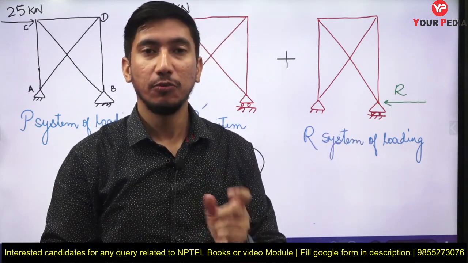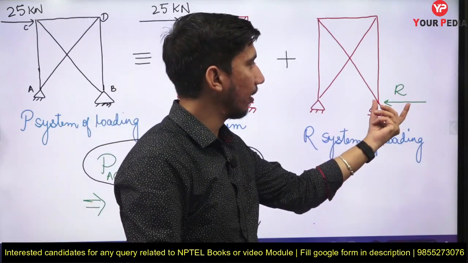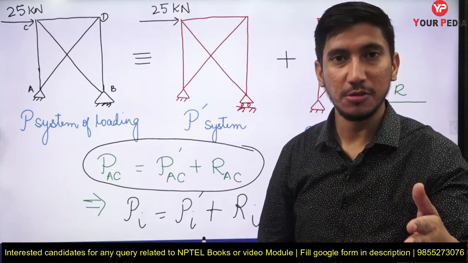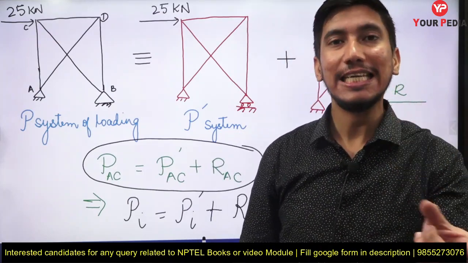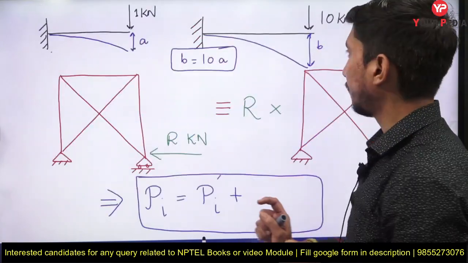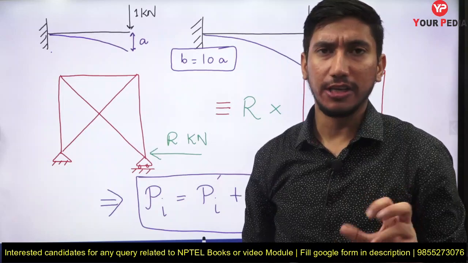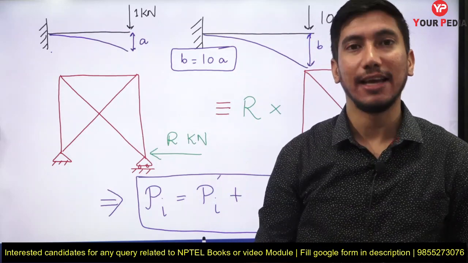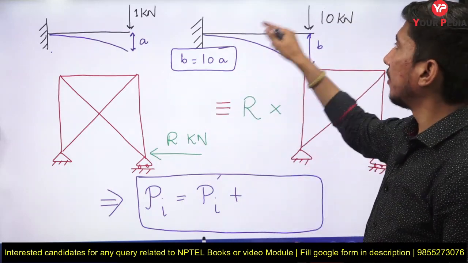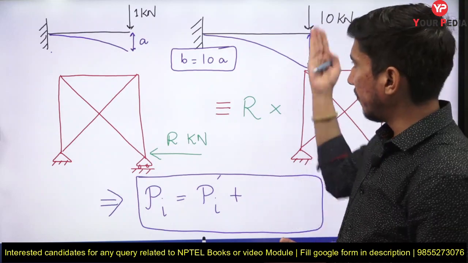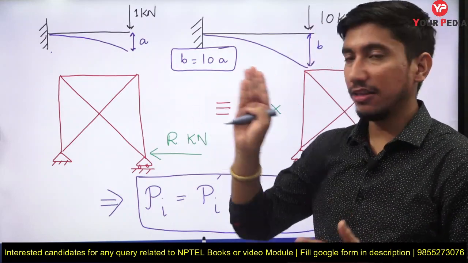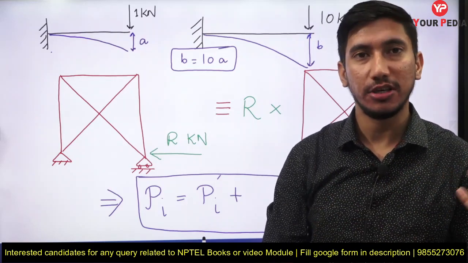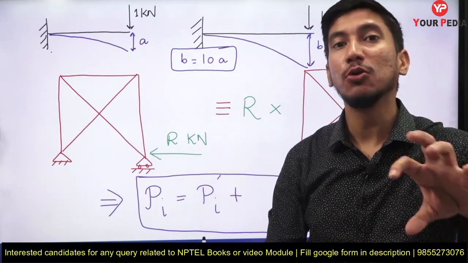So what do we do? We apply the superposition principle, but this time we use the concept of a linear elastic system. If I have a cantilever, for example, and I apply 1 kilonewton of force over it, it will deflect by some amount, say A. And on that same cantilever, if I apply 10 kilonewton force, it will deflect by some amount B. Now if this system is linearly elastic, which according to assumption all our structures in structural analysis are, only then is Hooke's law valid.